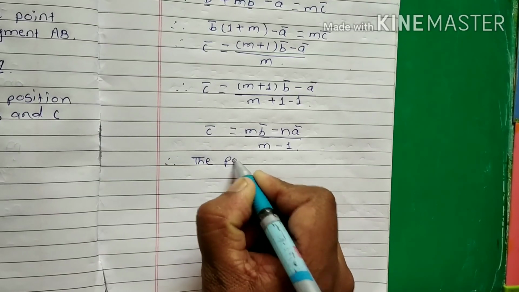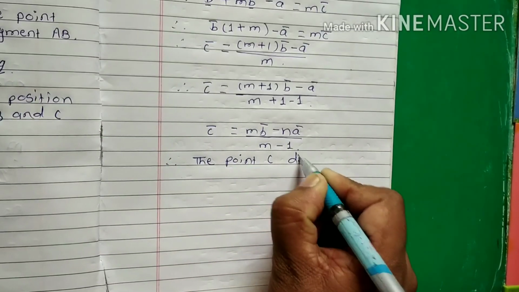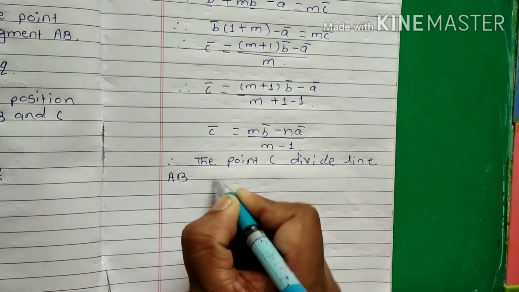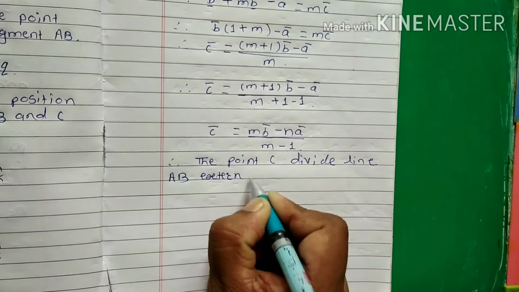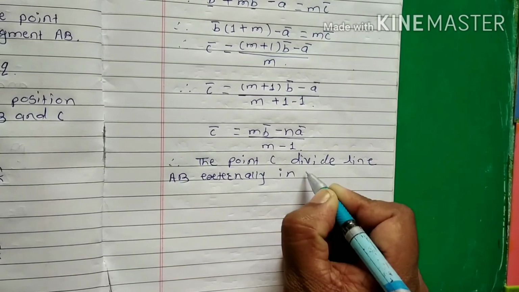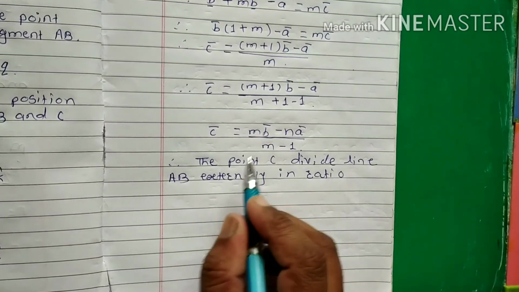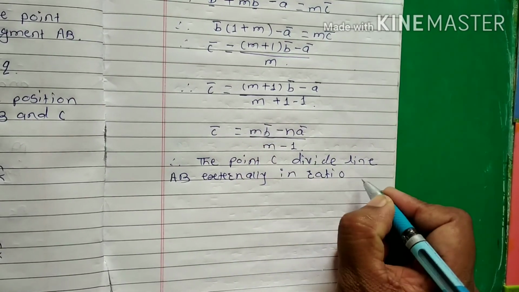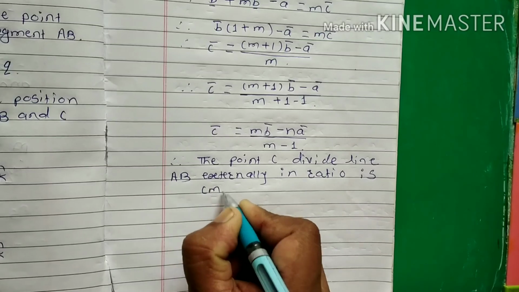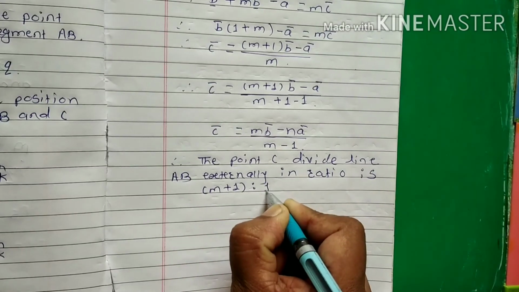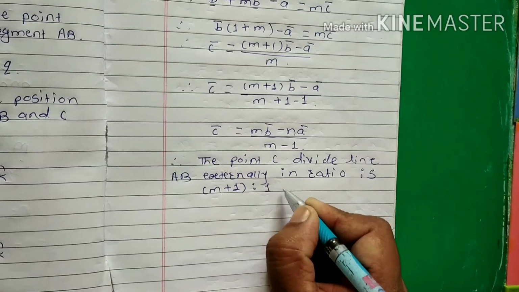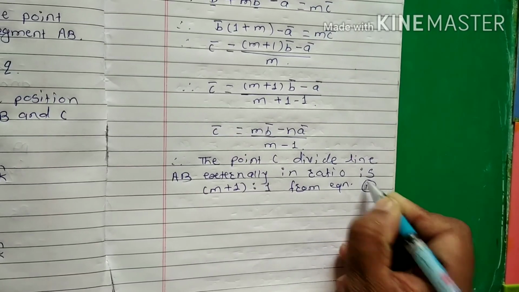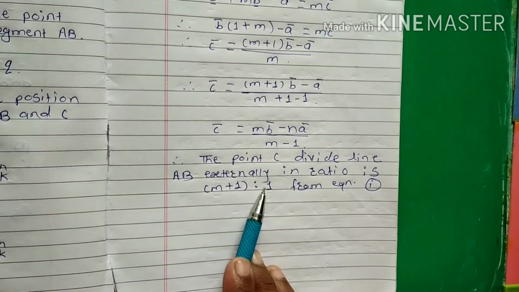Therefore the point C divides the line AB externally in the ratio M plus 1 to 1. The ratio is M plus 1 to 1, from equation number 1. Its ratio is M plus 1 to 1.